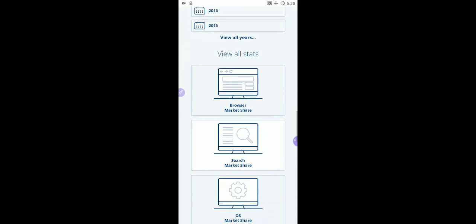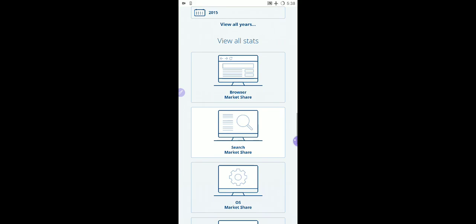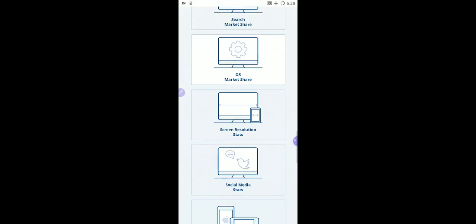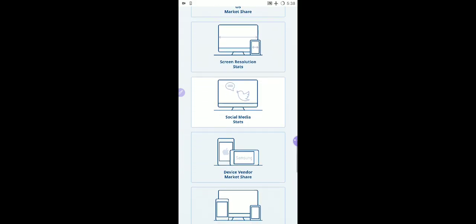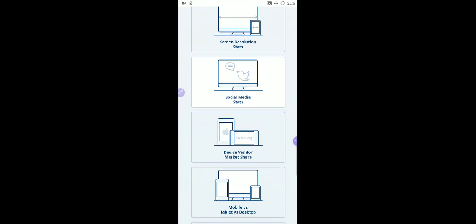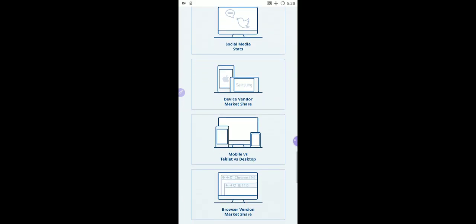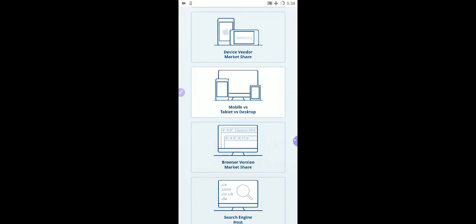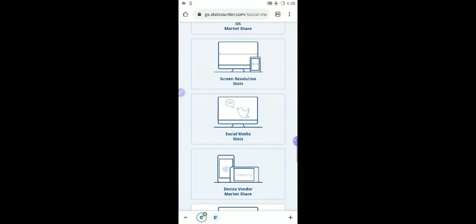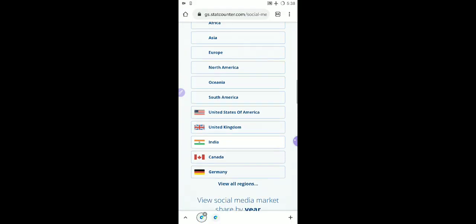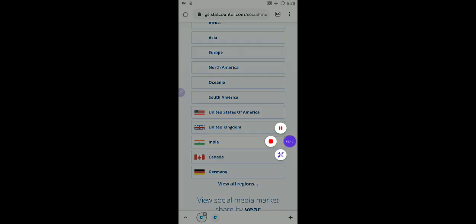It is not only giving you the social media platform, it is giving you the market share for browsers, search market share, OS market share, screen resolution stats, social media stats related to the people using social media, the follower stats, device vendor market share, mobile versus desktop, tablet versus desktop, search engine market share, and so on. So it gives you enormous data which can be of use for updating your current facts.